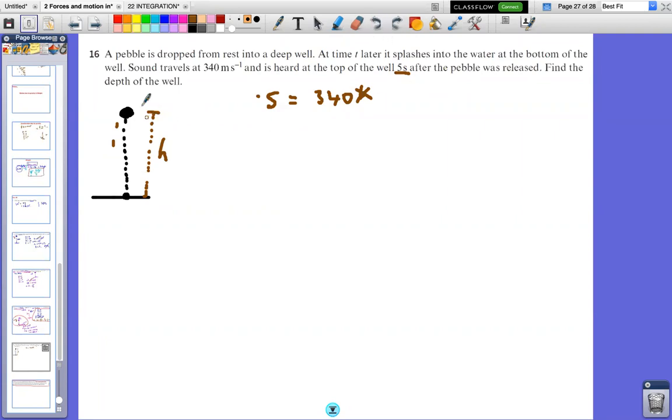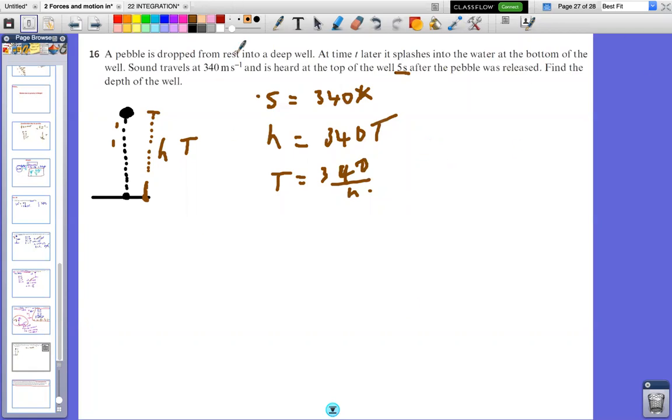Let's say the time that this sound wave leaves from here and moves up to here, let's call the time capital T. It means that H should be equal to 340 times T, right? So T will be H divided by 340, correct?